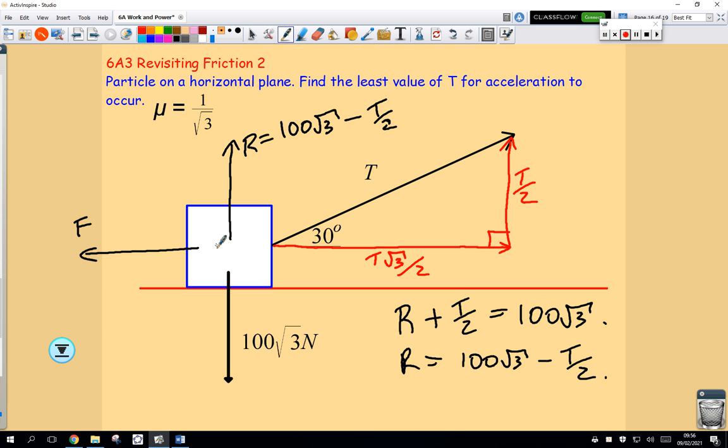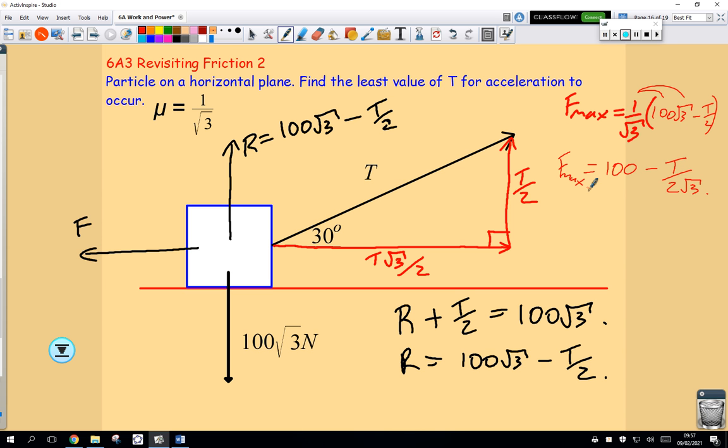The maximum possible value for friction is always mu times R. That's 1 over root 3 times 100 root 3 minus T over 2. So the maximum possible value for friction is going to be, multiplying out, distributing 1 over root 3 times 100 root 3, well, that's 100, and then minus T over 2 root 3. So that's the maximum possible value for friction.